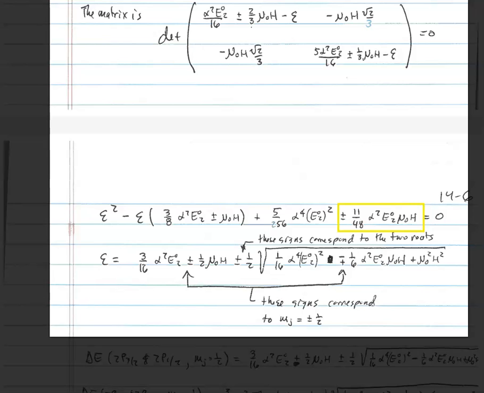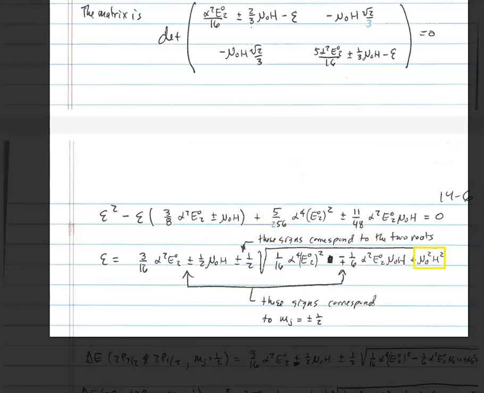Okay, well, 3/4, that's 9/12 minus 11/12 is 2/12 or 1/6, and it's going to be a minus plus 1/6 times that alpha squared E0 squared mu 0 H. And then I just take the square of the H term from the coefficient of the epsilon. That's a mu 0 squared H squared.